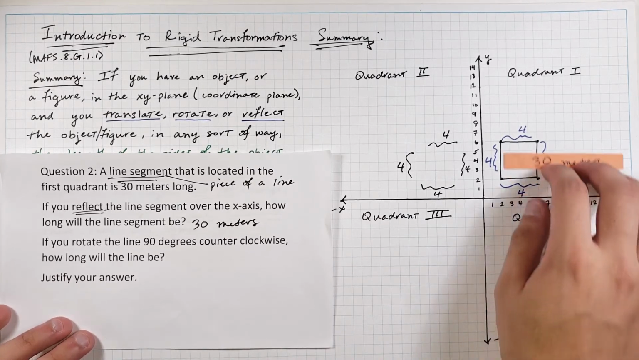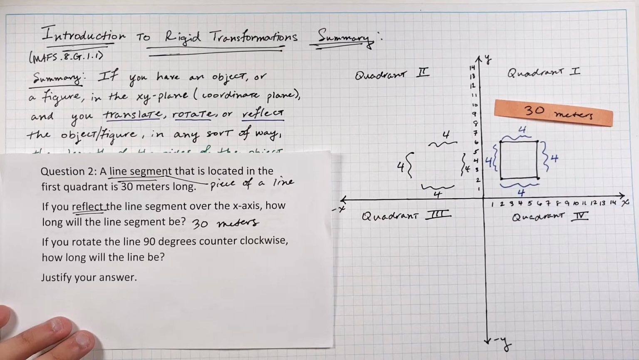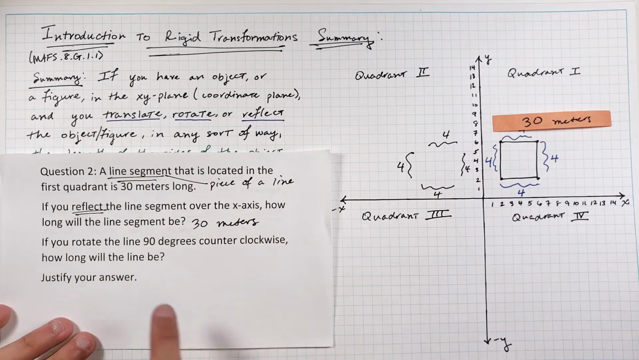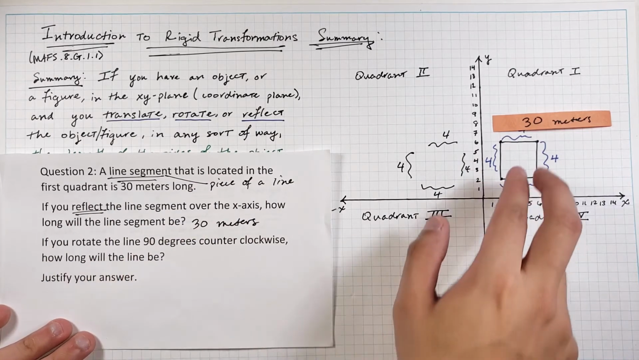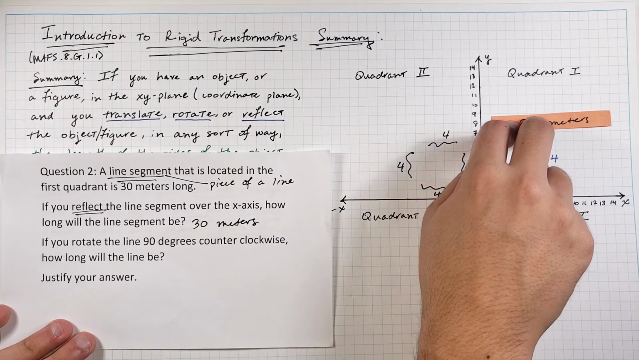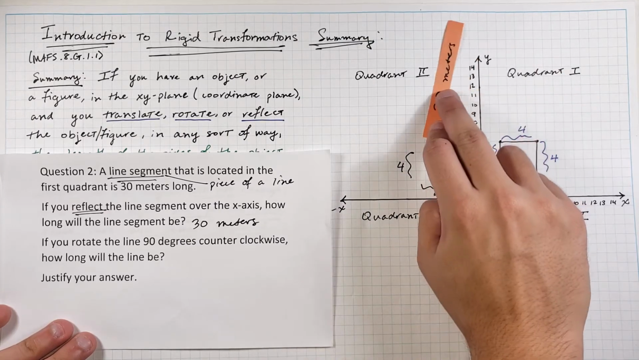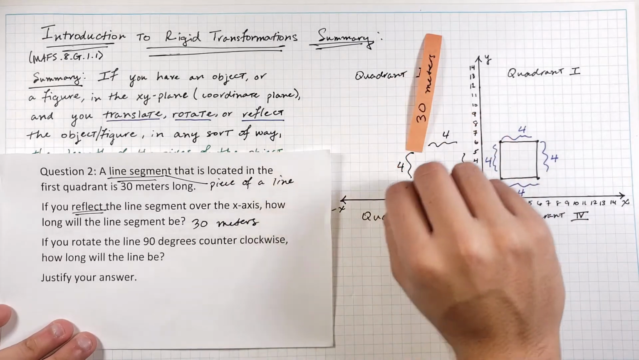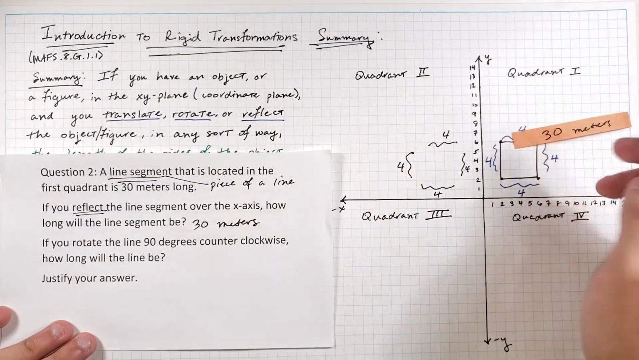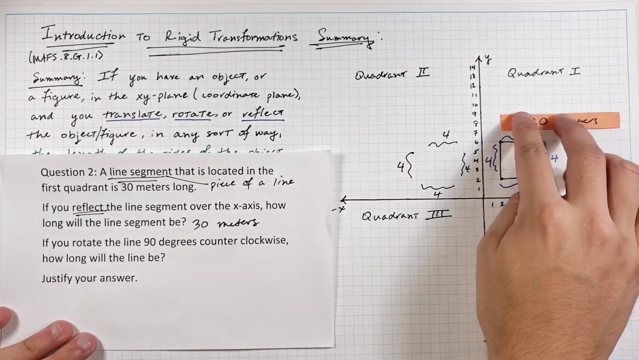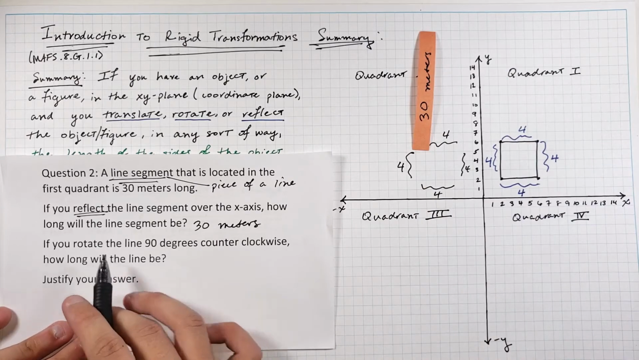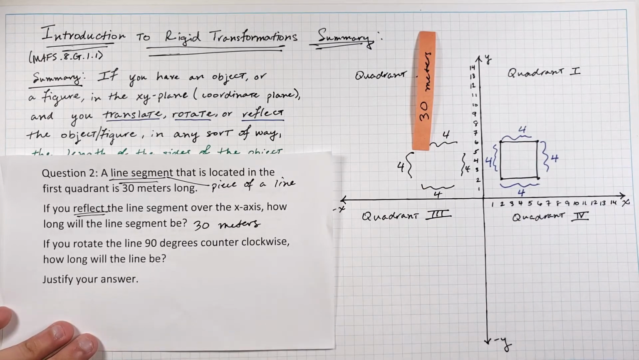It says if you rotate the line 90 degrees counterclockwise, how long will the line be? So we're back in quadrant 1, where we started. Counterclockwise is like going to the left, like this, and that's 90 degrees. You could think of it like the hands on a clock. If this is 3 o'clock, then 90 degrees would be 12 o'clock. So if you rotate the line 90 degrees counterclockwise, how long will the line be?